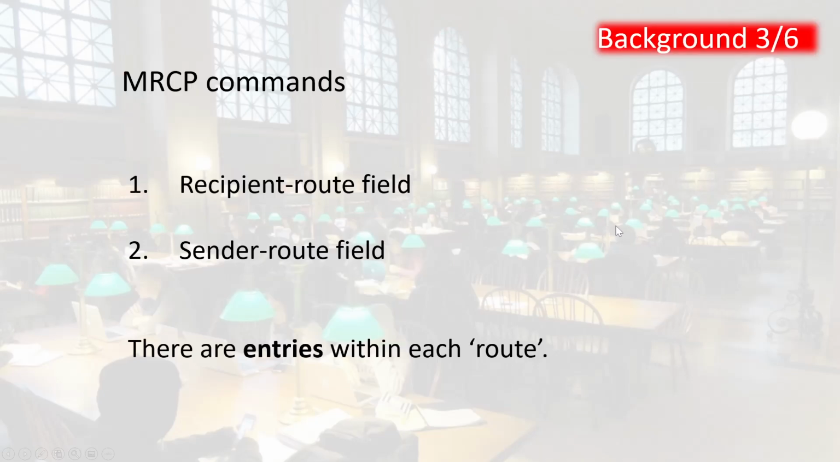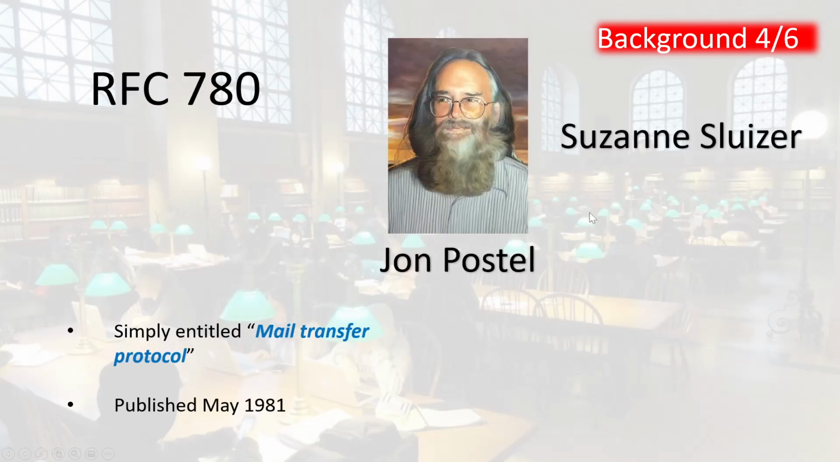We also have these things called mail recipient commands, or MRCP for short, MRCP commands. And these have 2 fields. This is all you need to know. They have a recipient route field. I think it means that the recipient fills out the field, and then the sender route field. And so 2 different fields. So there are entries within each of those fields, and we're going to talk about those.